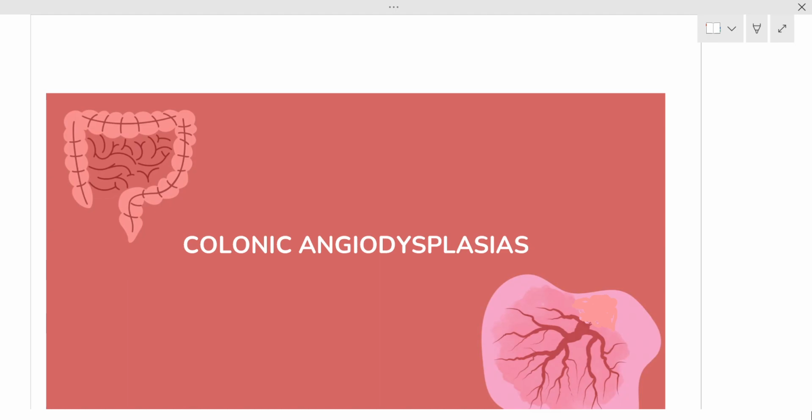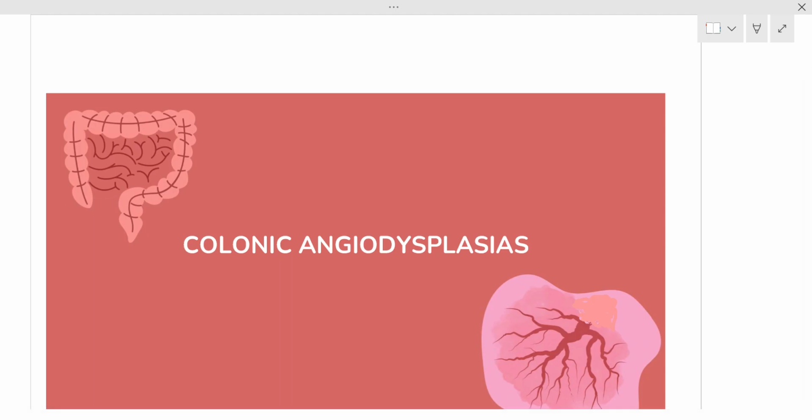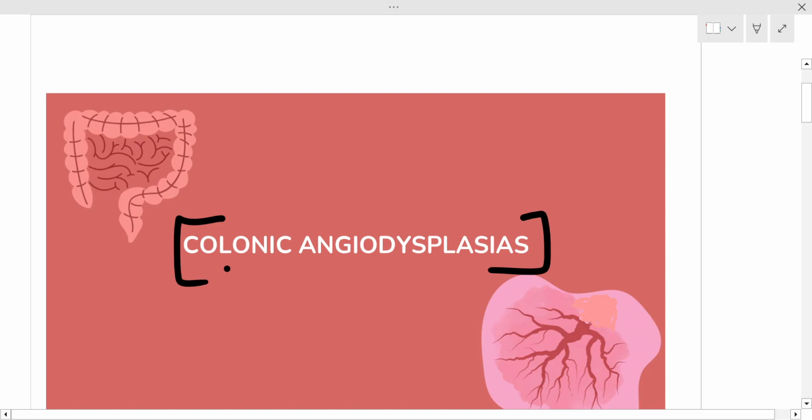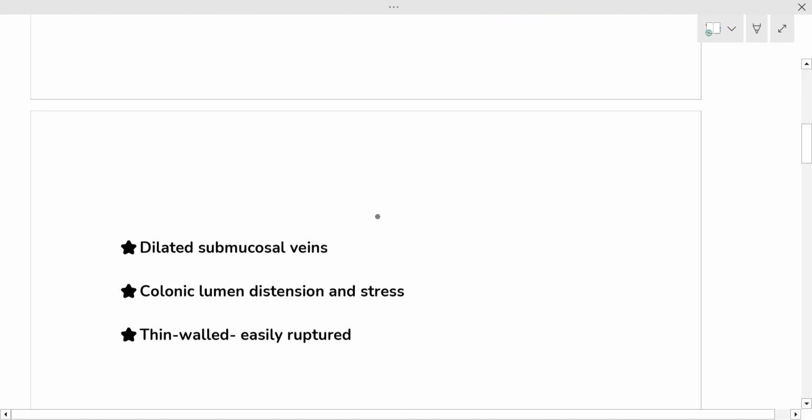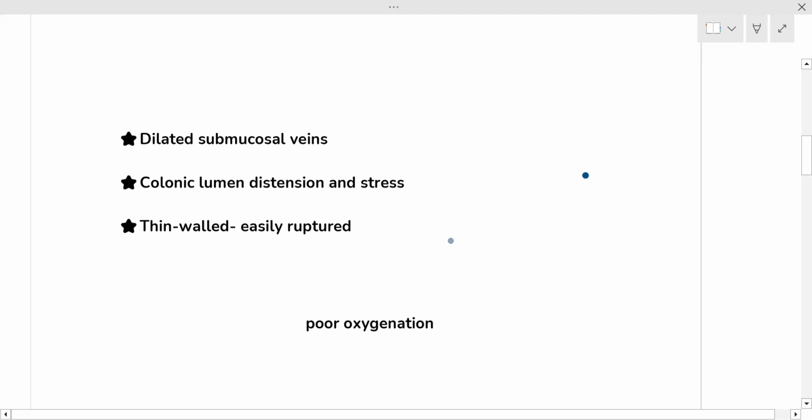Today we're going to be talking about colonic angiodysplasias. This is a pretty simple, straightforward segment. There's not much to do in here. It's a pretty simple pathology, right? So how do colonic angiodysplasias even come to be, right?